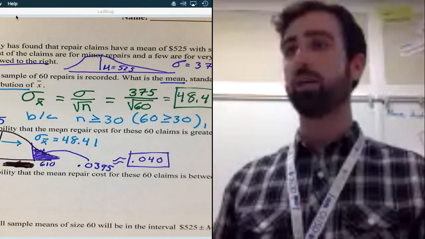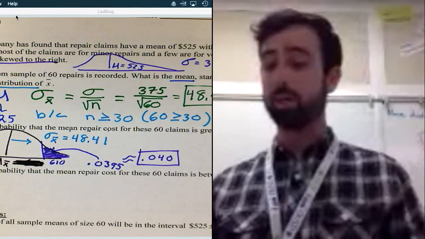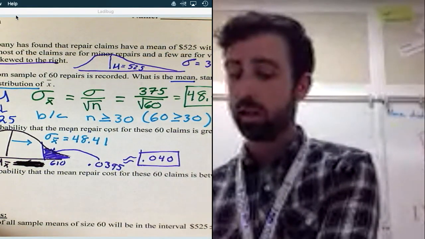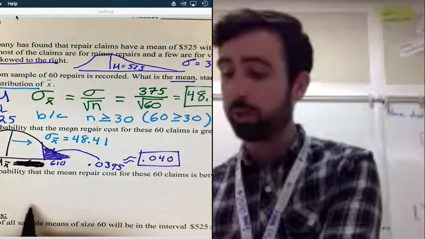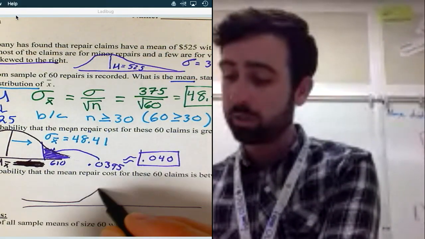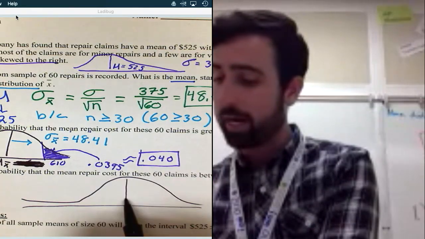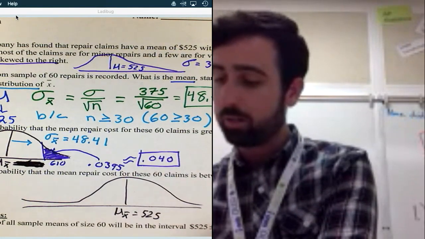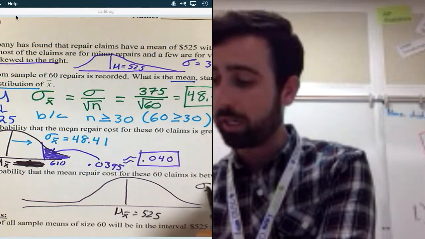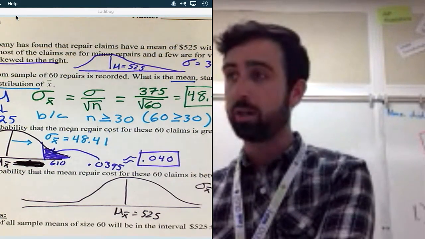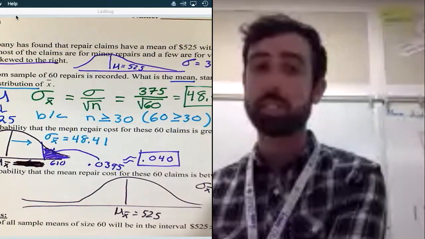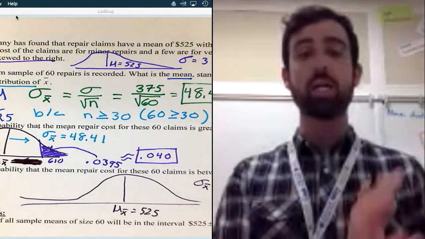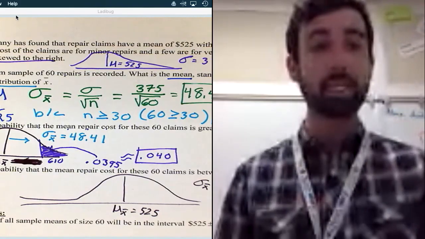So similar, question C. What's the probability that the mean repair cost for 60 claims is in between those two numbers? So again, we're using our sampling distribution, with our average of 525 and our standard deviation. Again, notice how I'm writing the notation. You don't just want to put sigma. If you put sigma, you're talking about the population distribution, and you're not talking about the sampling distribution.